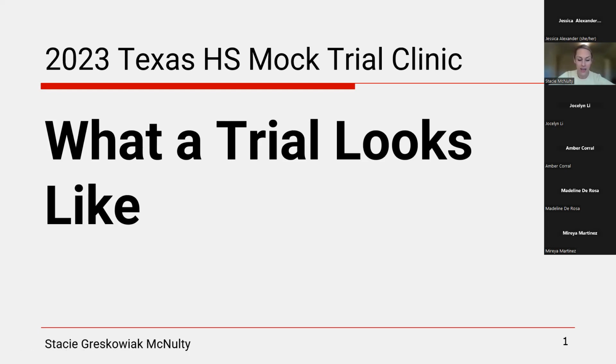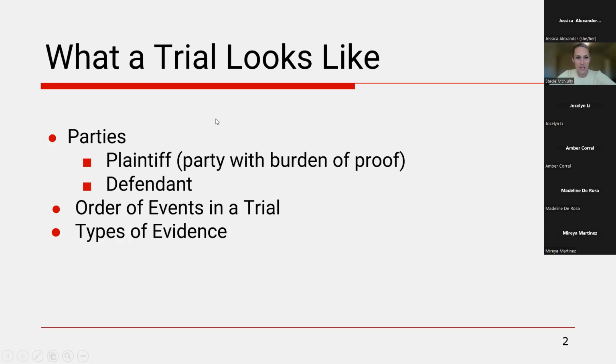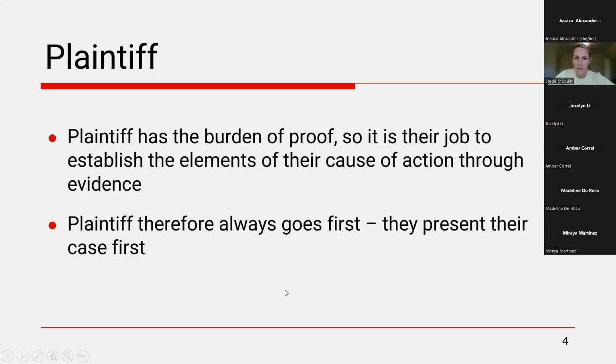Okay, so we're going to start, and I'm just going to go through briefly what a trial looks like. Understanding the bigger concepts will really help you as you're putting your case together and putting on your witnesses. So, what does a trial look like? There are parties, order of events, and the types of evidence.